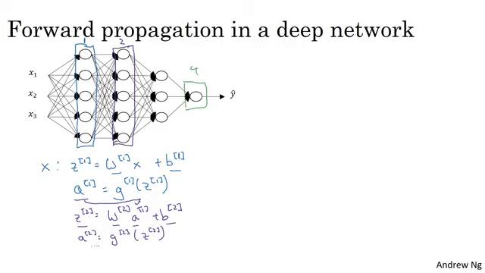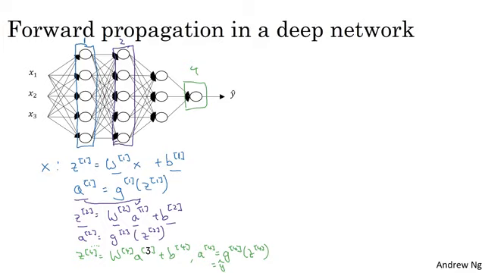until you get to the output layer, that's layer 4, where you would have Z4 equal to the parameters for that layer times the activations from the previous layer plus that bias vector, and then similarly A4 equals G of Z4.